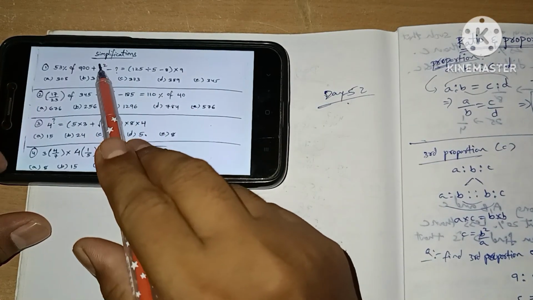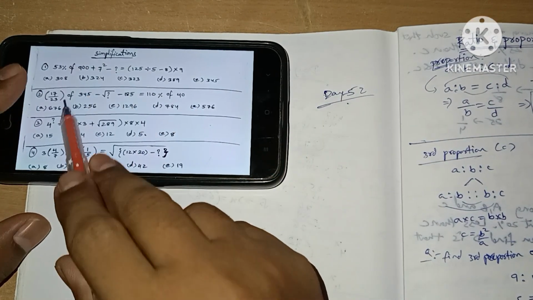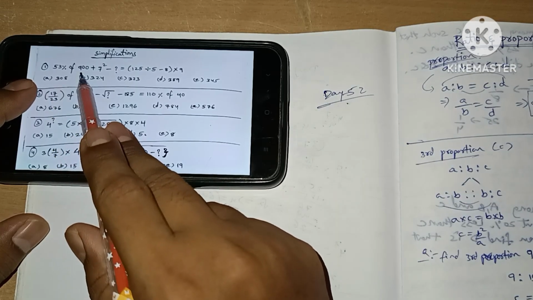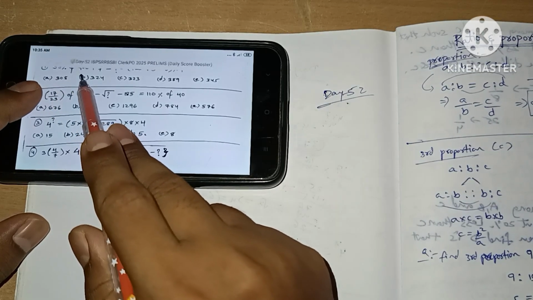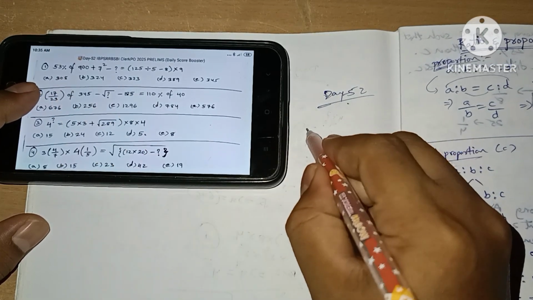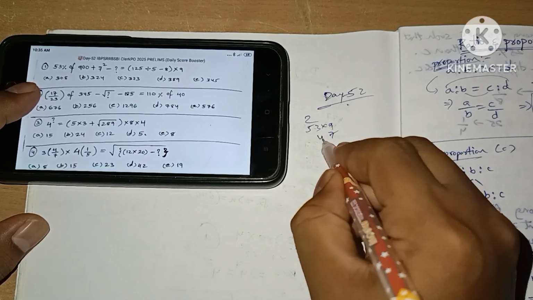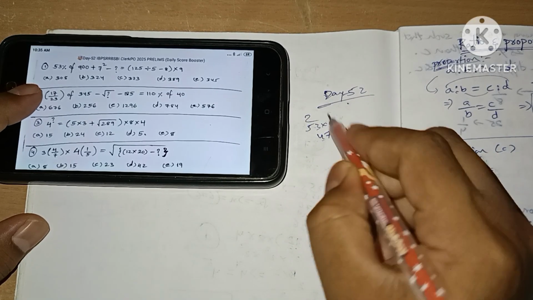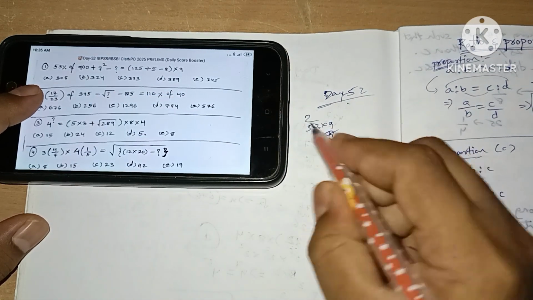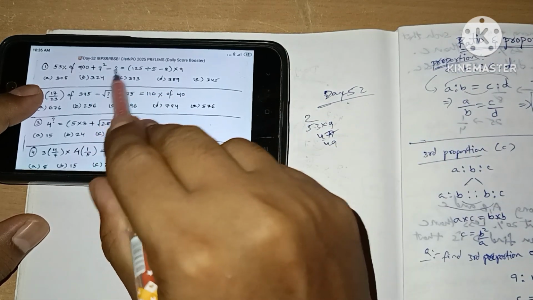Let's get started with the simplifications. First question, 53% of 900. Percentage and double zeros are cancelled. So 53 9 times. 9 3 times is 27, 9 5 times 45, 47. So 477 plus 7 square, which is 49. Minus, question mark goes this side with plus.